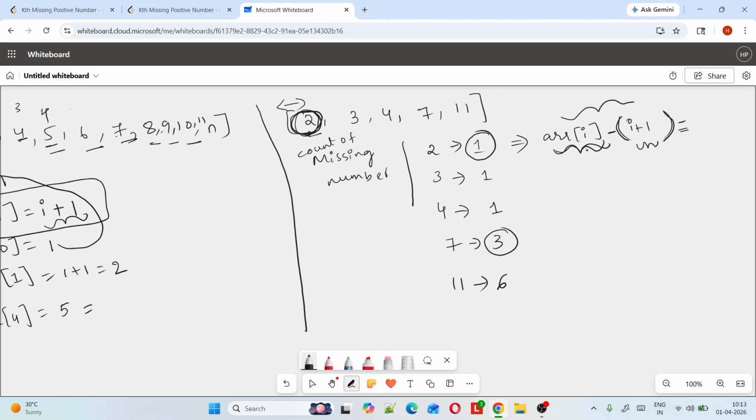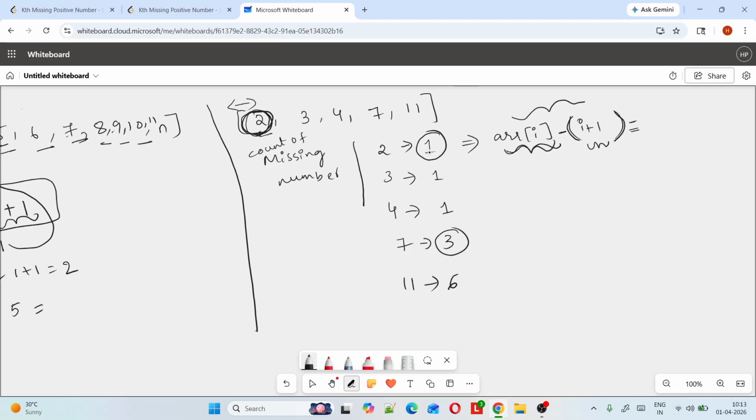Let's see that. Here i equals 0. Let's calculate for this. Array of 0, that is 2, minus (0 plus 1), 1. That is 2 minus 1, 1. Now let's calculate for 7, using the same formula. Array of 3, that is 0, 1, 2, 3. Array of 3 is 7, minus (3 plus 1), 4. See, we have got 3.